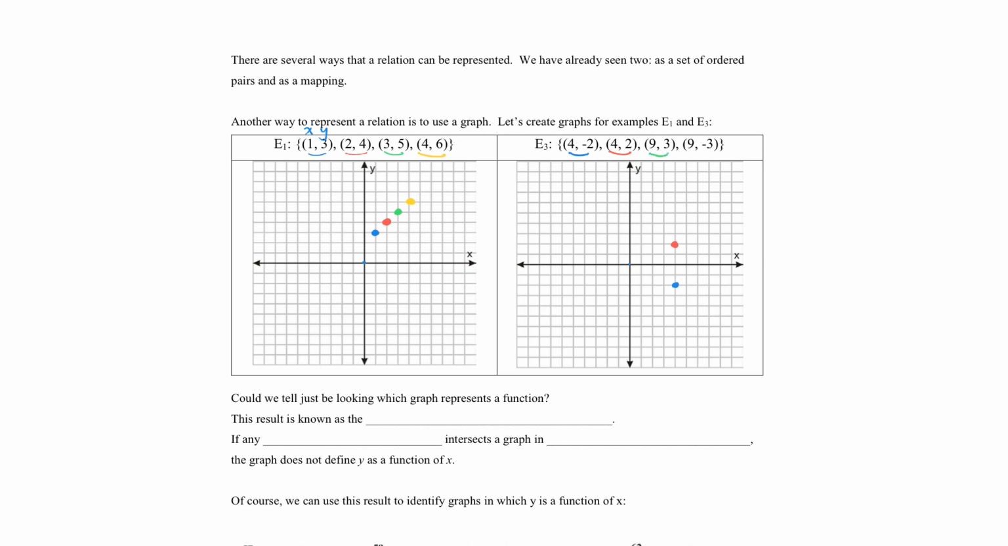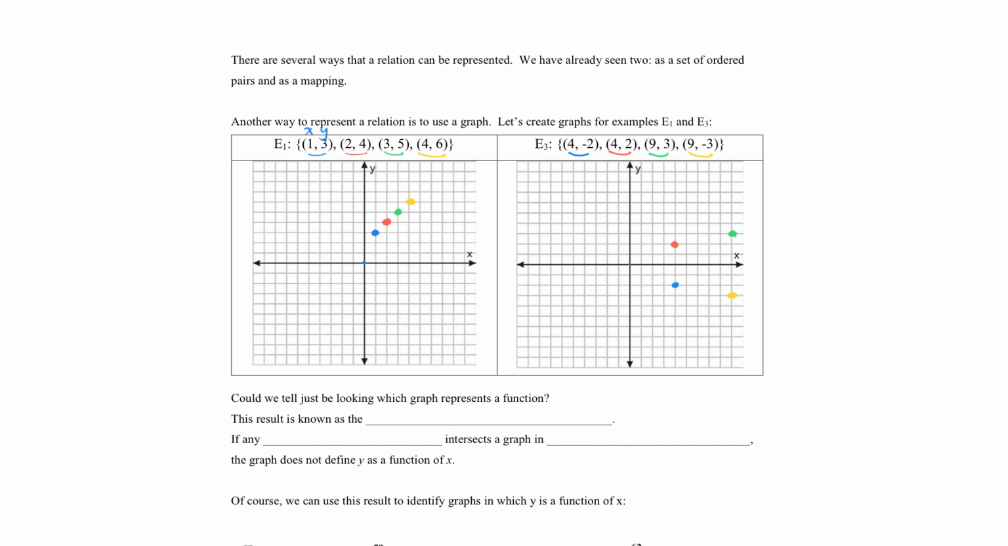And then 9, 3, starting at the origin, I'm going to go over 1, 2, 3, 4, 5, 6, 7, 8, 9 in the positive x direction, and up 3 in the positive y direction. And then finally 9, -3, starting at 0, 0, and going over +9, and then going down 3, -3 in the negative y direction, right? I can see the 4 points that are in that very simple relation as well.